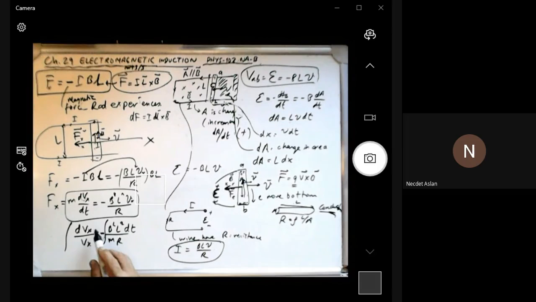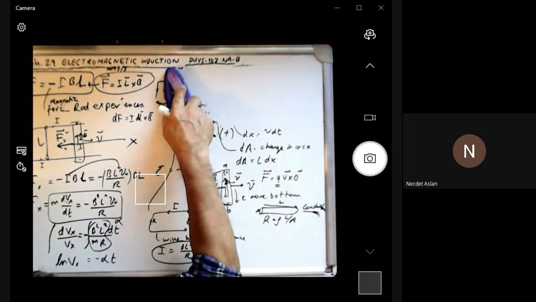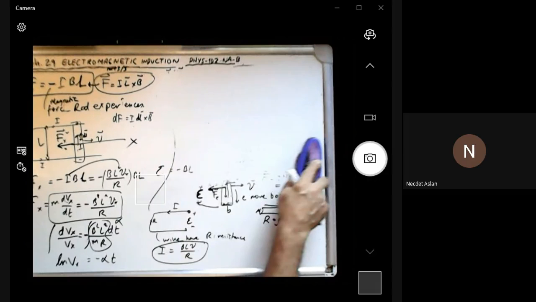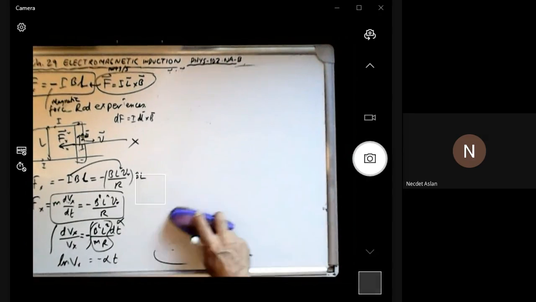So this gives you ln Vx, and then the right hand side is just minus, suppose that this is some kind of constant alpha, minus alpha t. So if you solve this, you see that the velocity of this rod will be an exponentially decaying function. So the velocity will decay.